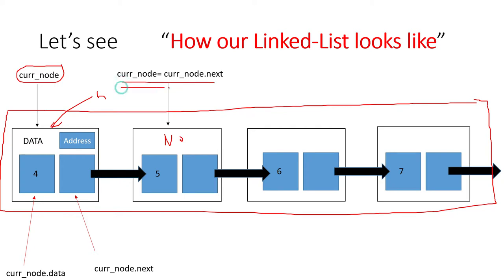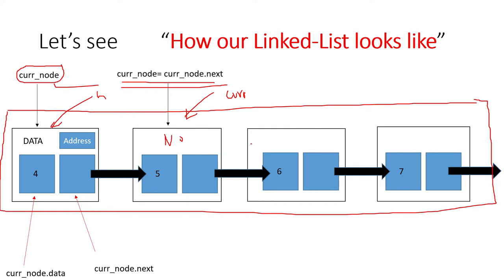So current node here can become current node.next, which is this. Now after doing current node.next, we get this current node, right? This is the main part. When you do current node.next, it moves to the next node. So you have to remember this.